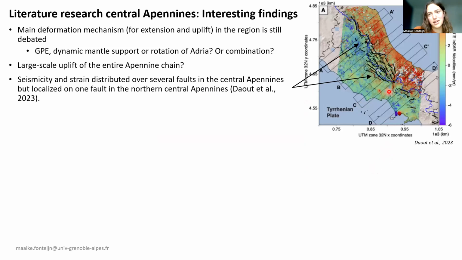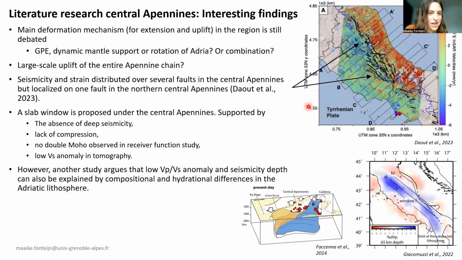Furthermore, in the central Apennines, the strain is distributed over several faults, as you can see here. But in the northern central Apennines, it's localized on one fault system. And this raises questions about how stationary this signal is over multiple earthquake cycles. Because if it would be stationary, you also expect differences in topography, but this is not what is observed.